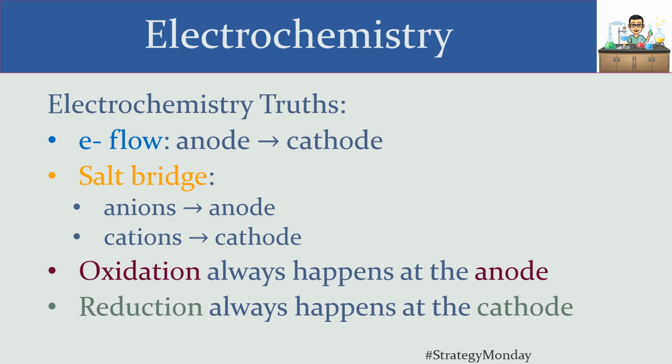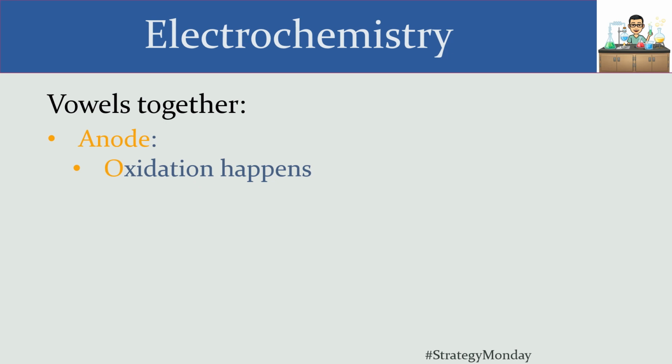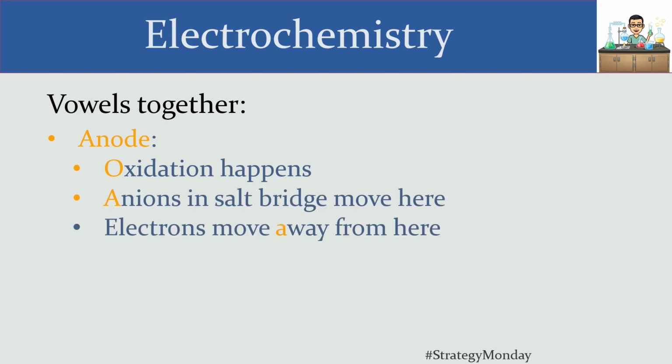A good way to remember all of these things at once, or at least to recognize where each action is happening in a word, is this: vowels are going to be grouped together. The word anode starts with an A, so everything related to the anode is going to have a vowel in it. Check this out. Oxidation always happens there, as we just said. Oxidation starts with an O, which is a vowel. Anions from the salt bridge move there, something we just said. Electrons are going to move away from the anode, also something we said. What we're doing is tying all these things together in a way that'll help us remember which one's happening where.